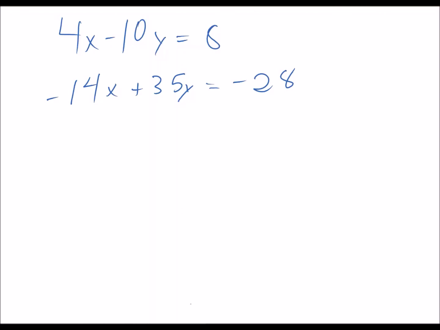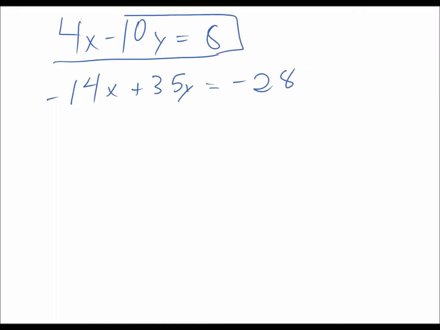Let's look at one more example. So let's say we have 4x minus 10y equals 8, and negative 14x plus 35y equals negative 28. I had to fix that. So let's go ahead and use one of those methods, elimination or substitution. I think in this situation, substitution is going to be a little bit easier. I can't think of something that we can multiply by on the top or bottom to make this really easy. Let's just use substitution again.